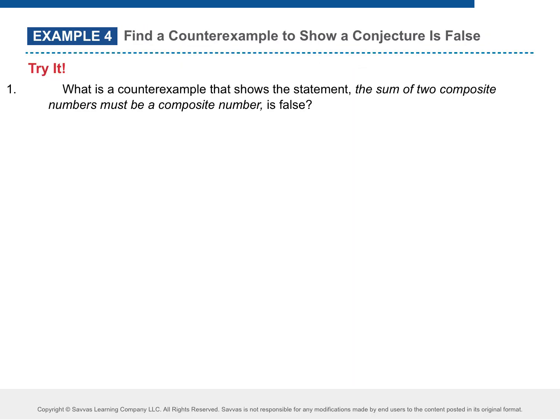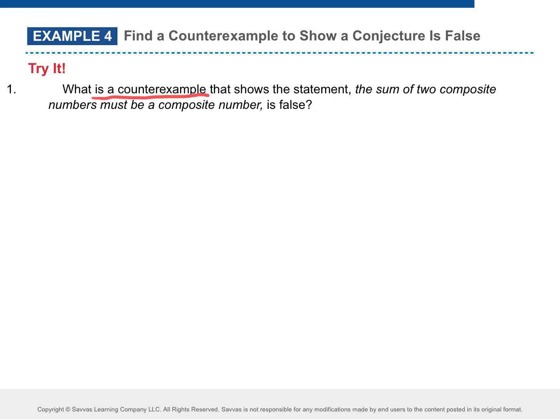We are going to go into counterexamples. Again, what does a counterexample mean? A false example. Proving something to be false. So again, my American flag example. I said the only color on the American flag is red. What's a counterexample? No, it's blue. There's blue or there's white. Those are all counterexamples. So on your example 4, it says, what is a counterexample? So it's telling you there for sure is a counterexample, to show that the statement, the sum of two composite numbers must be a composite number, is false.